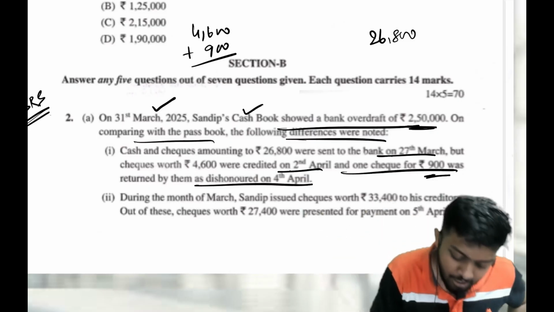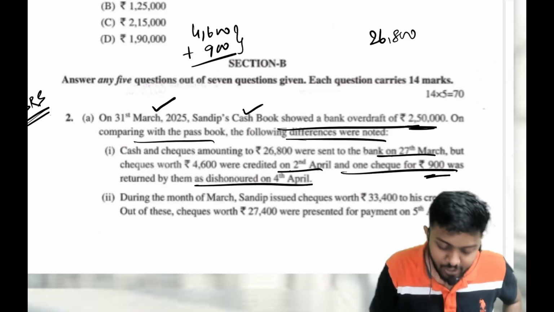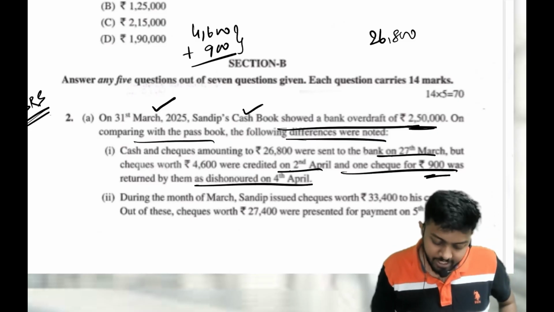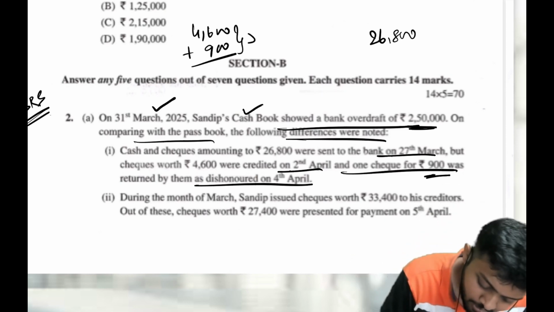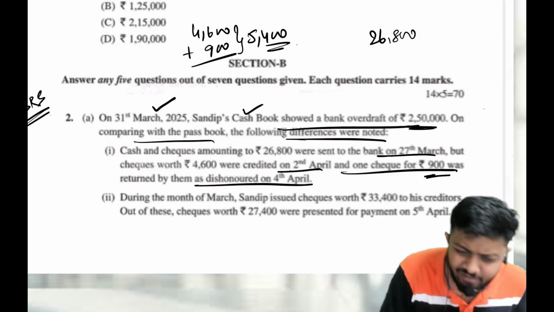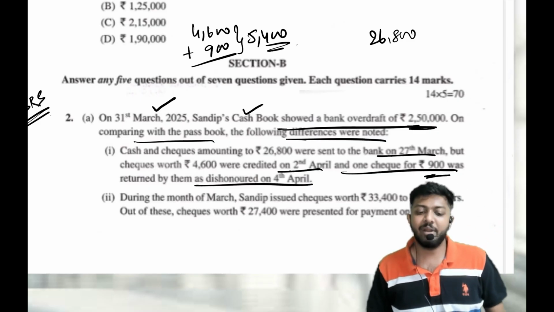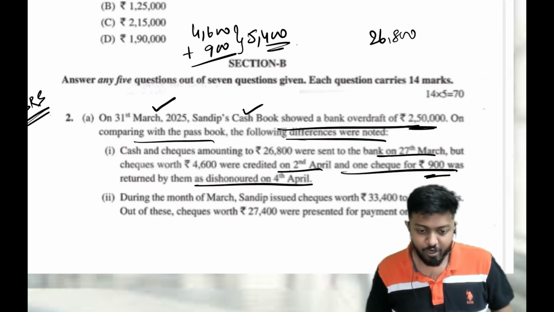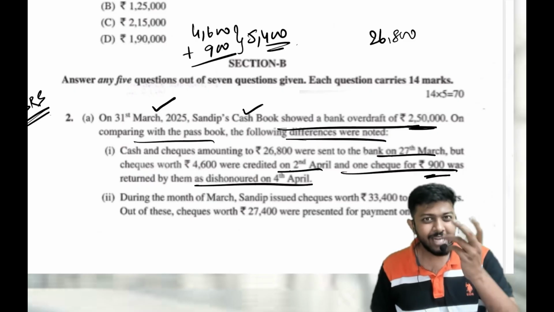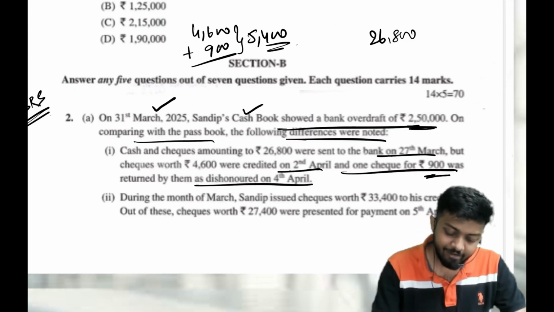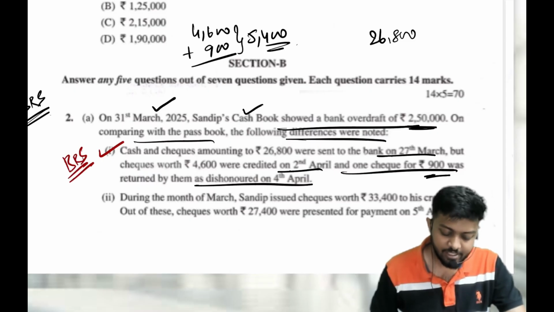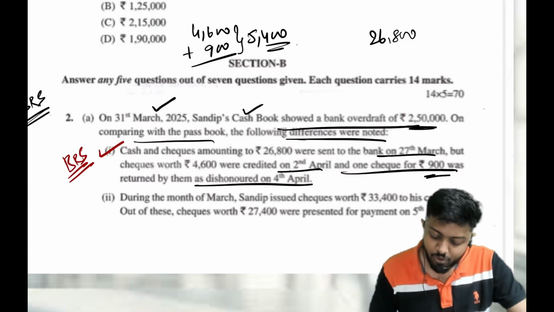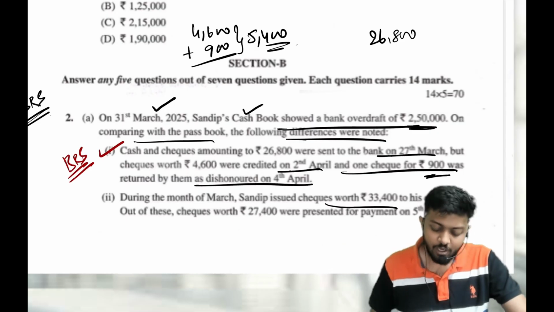Okay, now that is 4,600 plus 900. So it's like checks received but not yet presented. How much? 5,400. We have an exact question in our ICAI study material also. So 5,400 is the cause of difference, and it's a BRS difference. So this will be corrected where? In your BRS only.